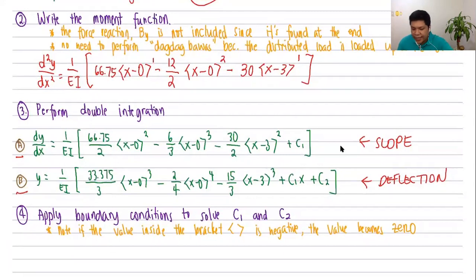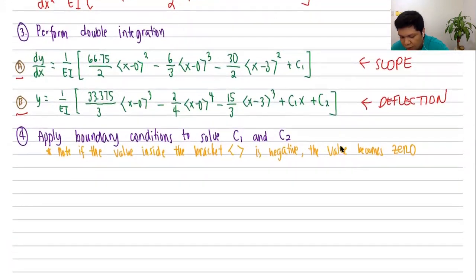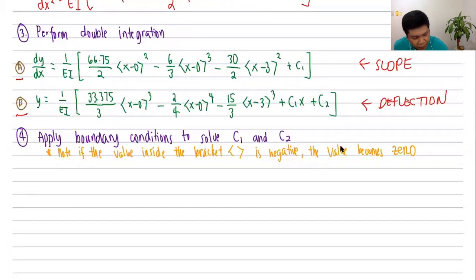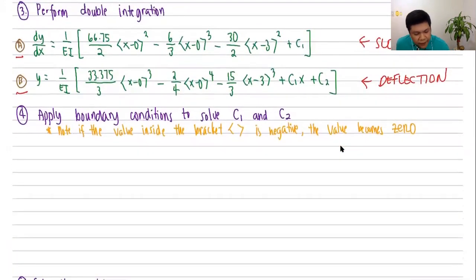Then I apply the boundary conditions to solve for C1 and C2. But please remember, it's stated here that if the value inside the bracket is negative, the value becomes 0. So what are our boundary conditions again? Please remember, I have a pin and a roller. What's the first one? It's actually the deflection y equal to 0 at x equals 0, so at the roller support.